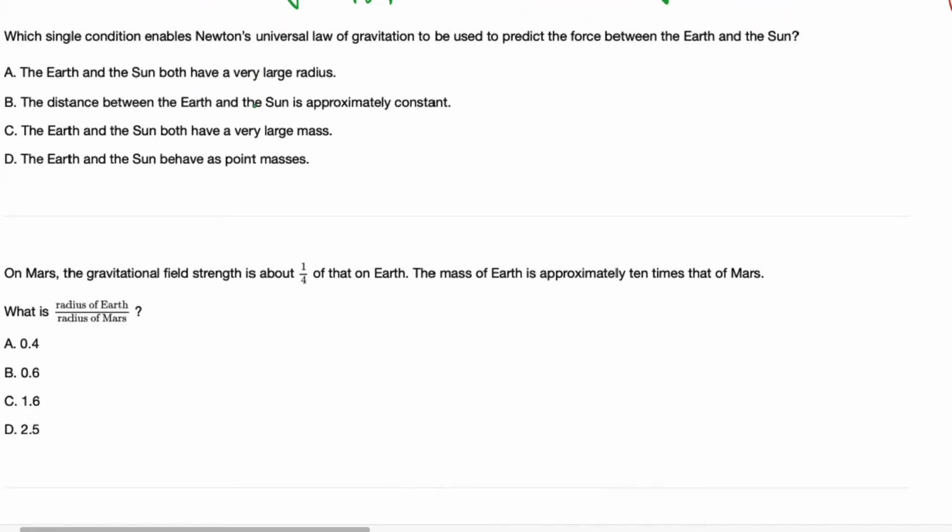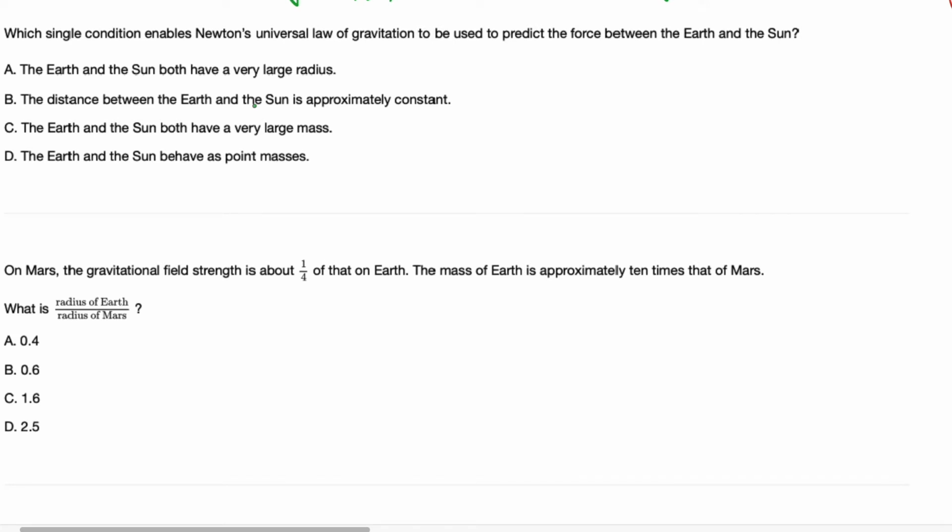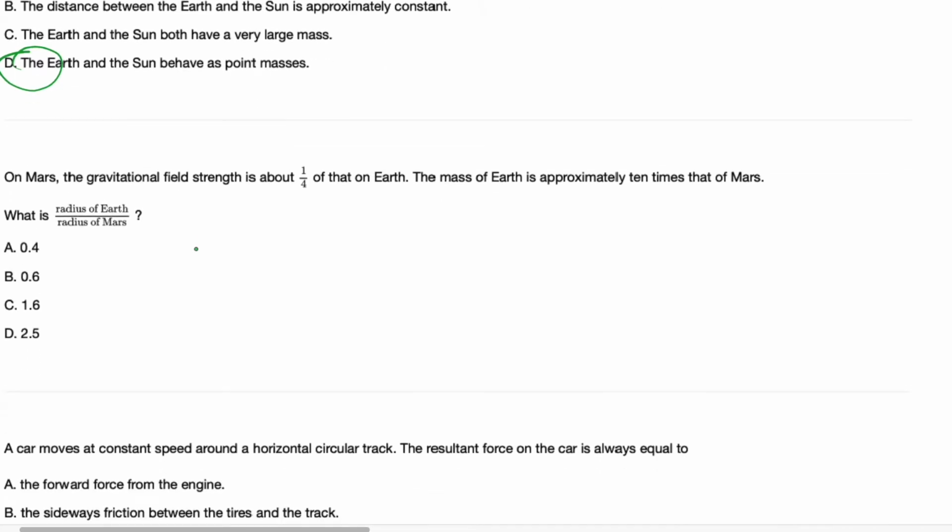Which single condition enabled Newton's universal law of gravitation to be used to predict the force between Earth and Sun? So it has to be point mass. This is the original statement of Newton's universal law of gravitation. So it predicts the gravitational force between two objects if and only if the two objects behave as point masses.